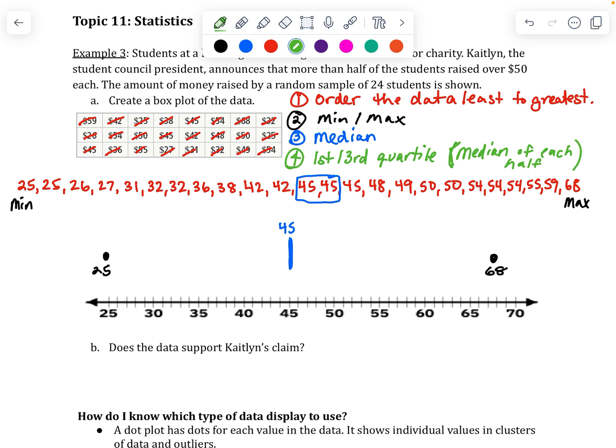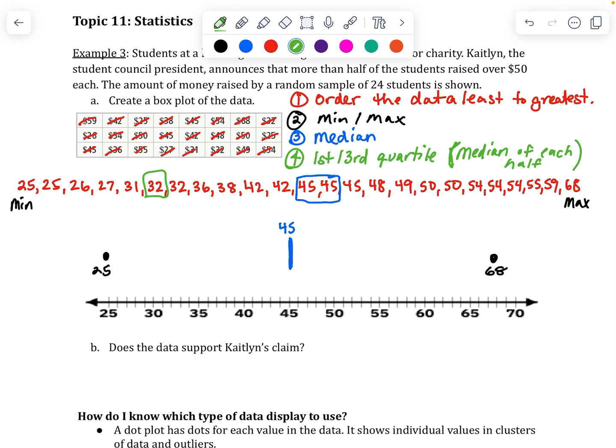Okay, so now I go and I look here. I got 11 numbers, so if I'm at 11, that means I would find the middle at 6. Right here. Now I should have 5 numbers on each side: 1, 2, 3, 4, 5 and 1, 2, 3, 4, 5. So this is our median.